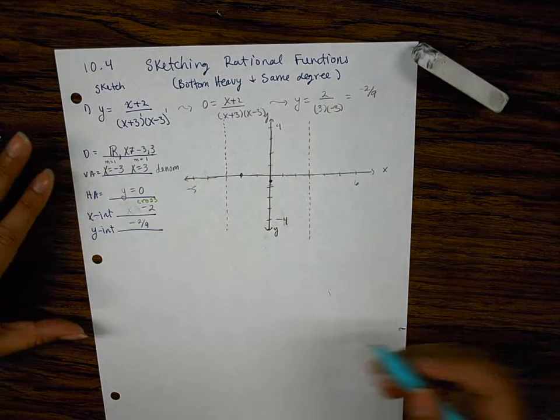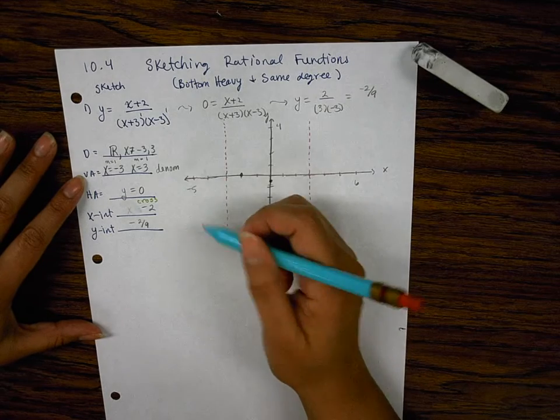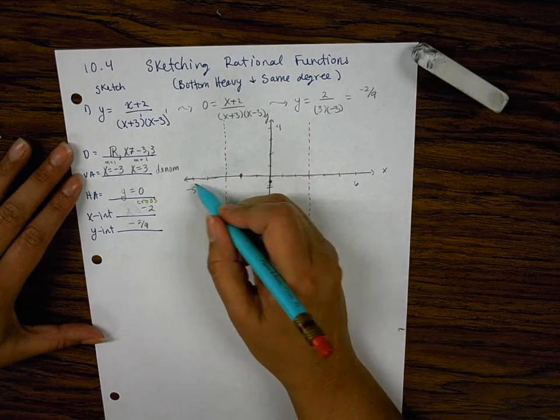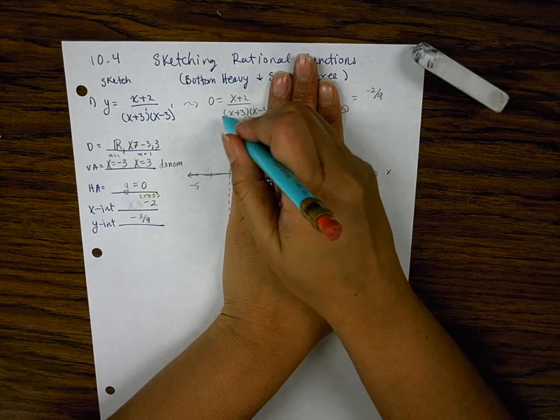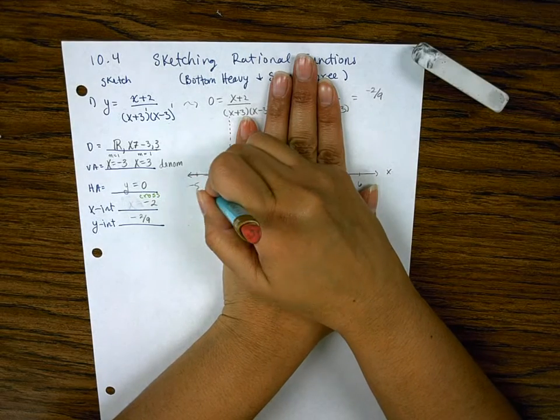Okay, so what you do is you pick a value to the left. I know my graph, since there's no x-intercepts over here. Do you see that? There's no x-intercepts. I know my graph is going to be either all at the top or all at the bottom.